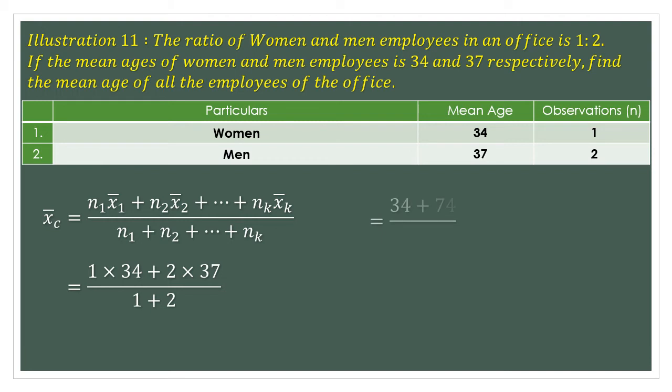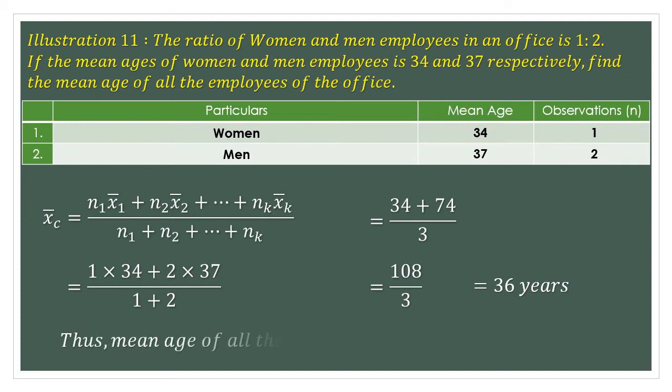So 1 into 34 is 34 and 37 2s are 74, divided by 3. So first add it up, 108 divided by 3. The average age of the employees working in the office will be 36 years. So just write the statement stating the same thing. The mean age of all the employees of the office is 36 years. Okay guys, I think you are getting a hang of it. Let us take a bit of a different example here.